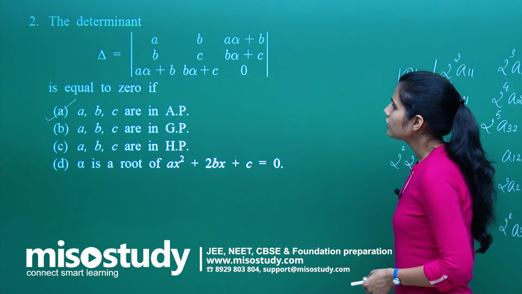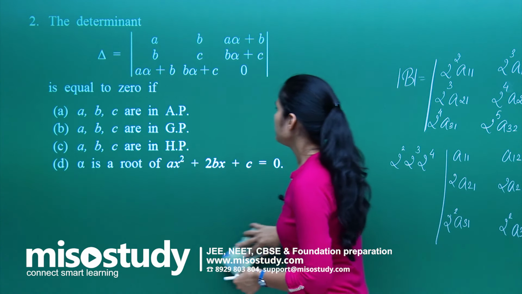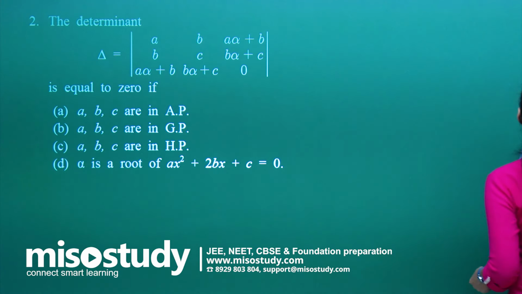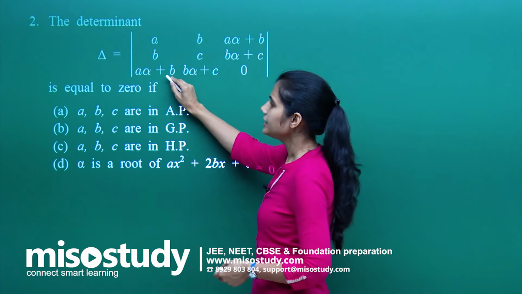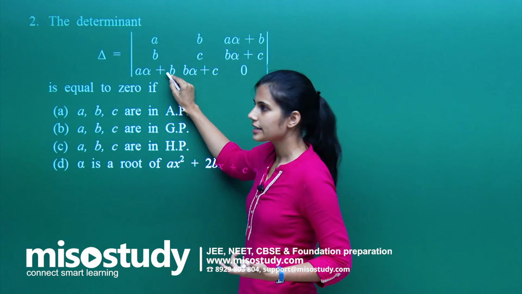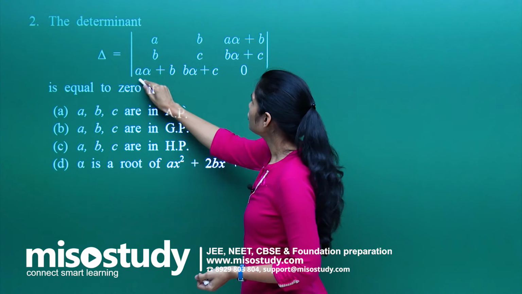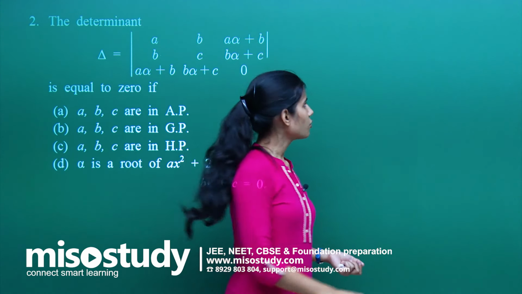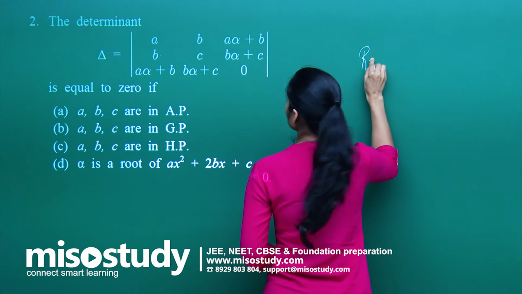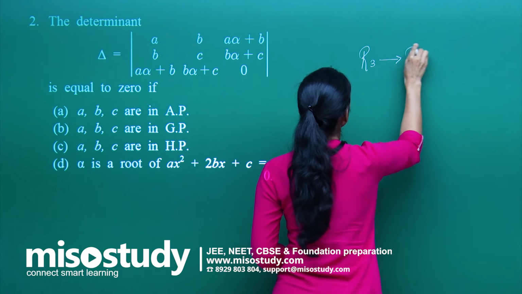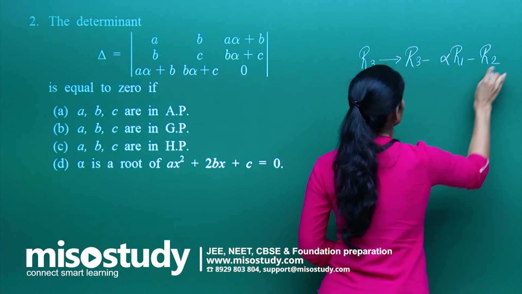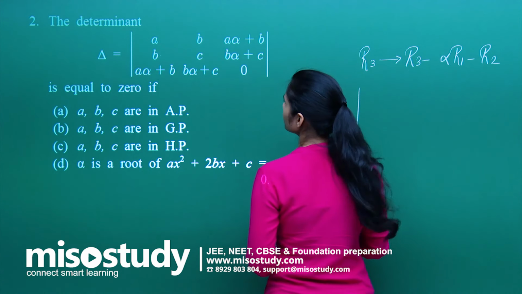This determinant is equal to 0 if A, B, C are in AP, GP, HP or alpha is a root of this quadratic equation. Let's see. So over here you can very easily find out what all the operations I can apply. You can see third row is basically alpha times the first row plus the second row. So what I'll do is I'll say that row 3 goes to row 3 minus alpha times row 1 minus row 2. So when you apply this operation, you basically get what?